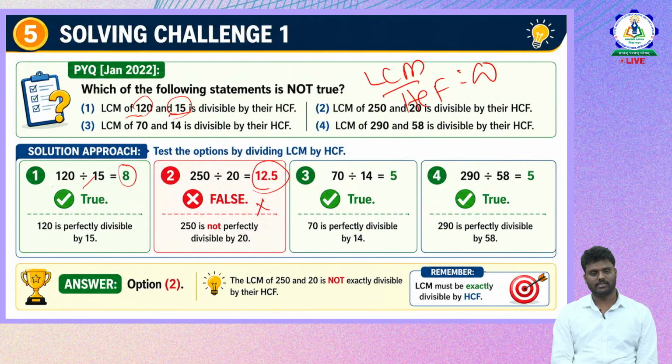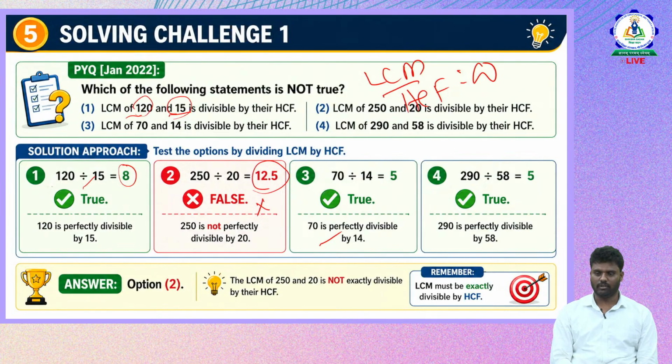Now option 3, LCM of 70 and 14 is divisible by the HCF. So 70 is the LCM and 14 is the HCF. When you simplify this, we get the answer 5. So that means 70 is perfectly divisible by 14. Now option 4, LCM of 290 and 58 is divisible by their HCF. We need to check whether 290 is exactly and perfectly divisible by 58 or not.